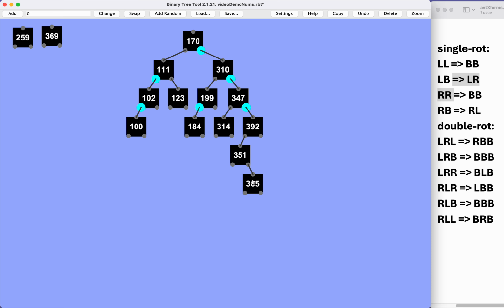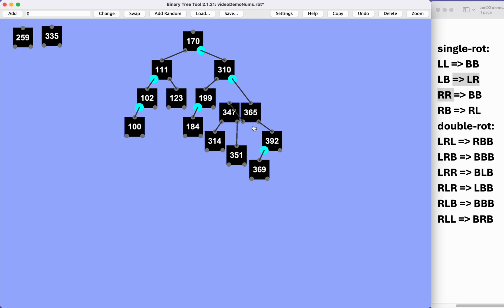369 ends up going as the left child of the 392. So I see growth, growth. Here, this guy's already right leaning, so I have a right-right transformation on 347. That ends up making those two guys both balanced and doing a single rotation.